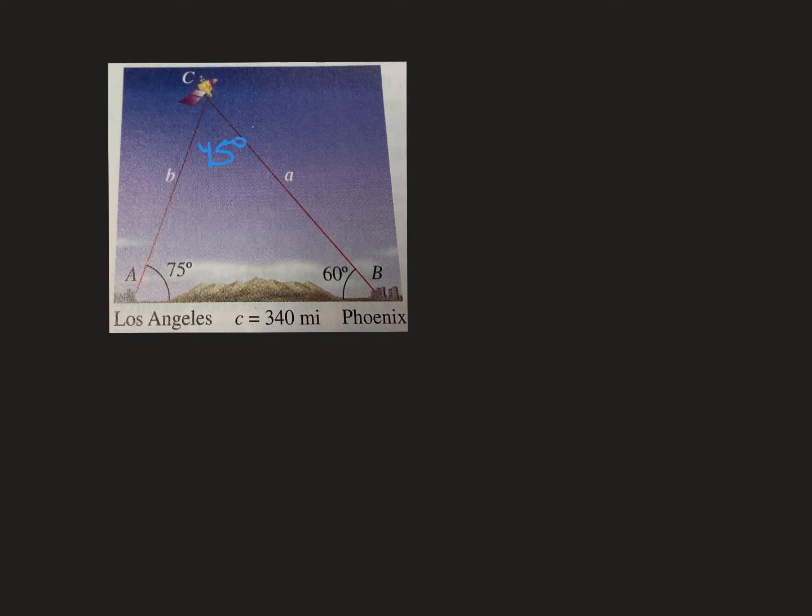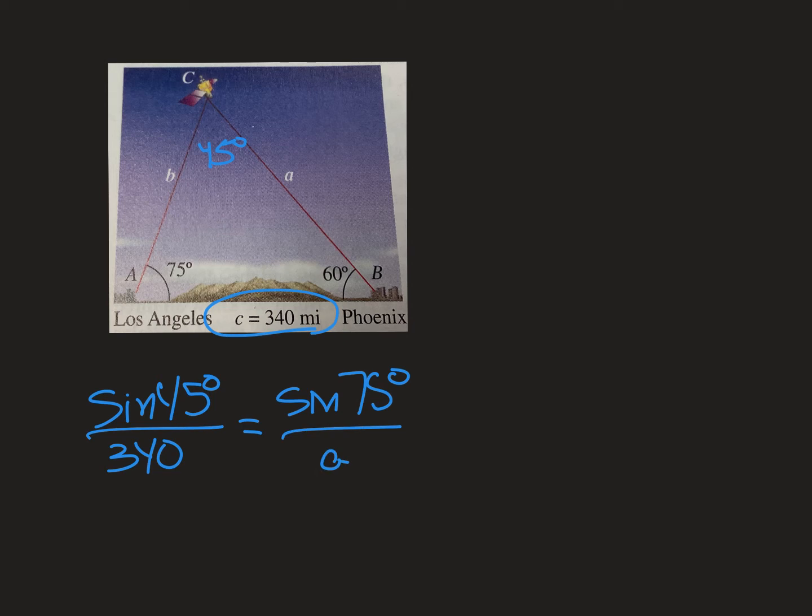Angle C is 45. And I know side C down there is 340, so I'm going to start the same way. I'm going sine of 45 degrees over 340. Those are my two C's. And I'm going to say sine of big A, or sine of angle A, 75 over little a, side A. And do the same thing on cross multiplying and working it out. And I'll let you do that on your calculator.